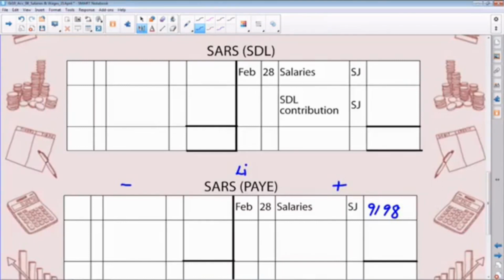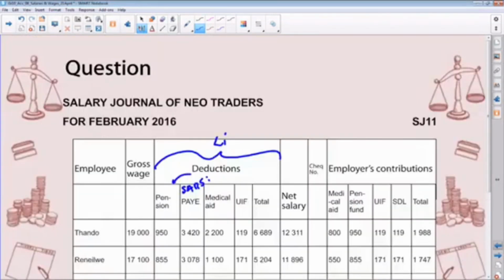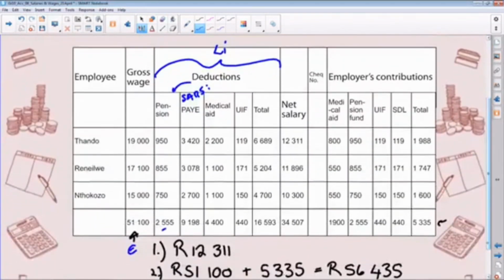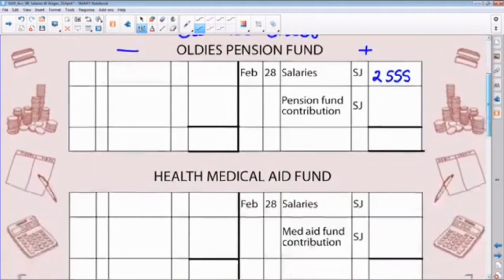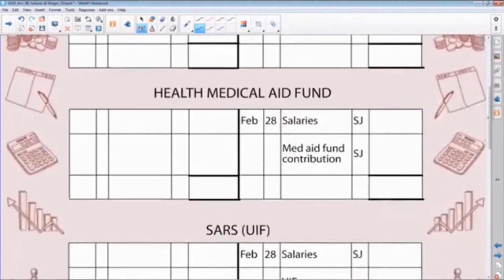Now let's go and look at the next column. Your next column again, medical aid. What was your deduction for medical aid? You deducted 4,400 Rand from your employees, and that 4,400 now needs to go to your medical aid T account. Now let's go and create it. There's your health medical aid, that's your name, 4,400, and you will see it's on the credit side because this 4,400 is now owed to the medical aid fund because you took it from your workers and now you owe that money to the medical aid.